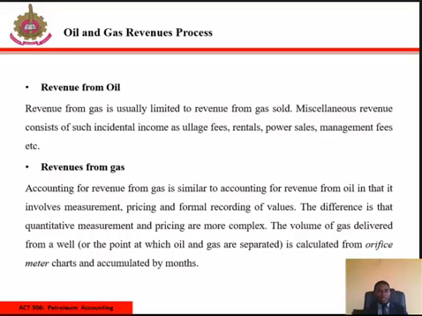Oil and gas revenue process. We have revenue from oil different from revenue from gas. Now, revenue from gas is actually limited to revenue from gas sold. Revenue also consists of such incidental income as ullage fee, rentals, power sales, management fee, etc. Now, an important step in accounting for revenue from oil is the determination of the volume lifted. Although the field personnel such as the grader perform the actual measurement of volume, the accountant must be familiar with the measurement procedures in order to meaningfully record revenue in the books of accounts.